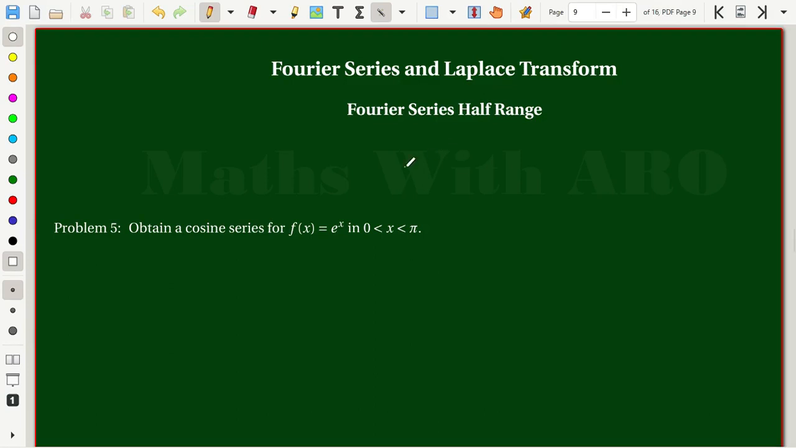இந்த வீடியோல என்ன பார்க்க போறோம் அப்படின்னா Fourier series half rangeல next problem தான் பார்க்க போறோம். Obtain a cosine series for the function f of x is equal to e^x in the interval 0 to pi. Half range problem. So first we got to write the formula for cosine series. So solution, first formula என்ன அப்படிங்கிறது நோட் பண்ண போறோம்.